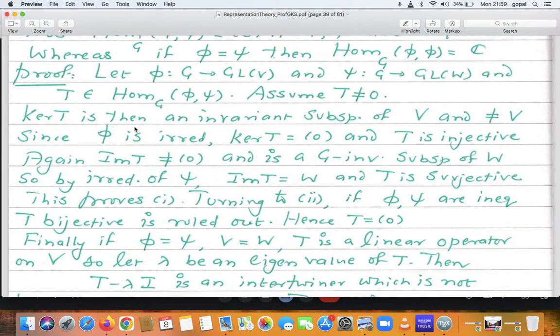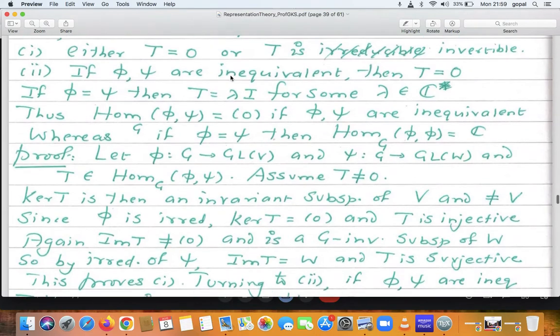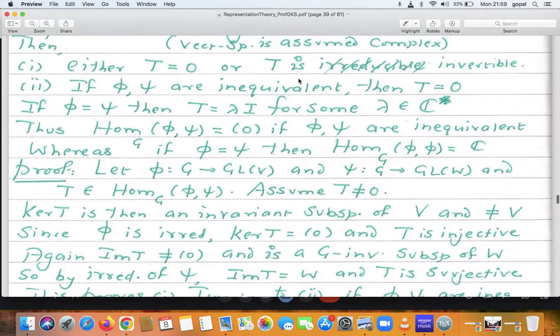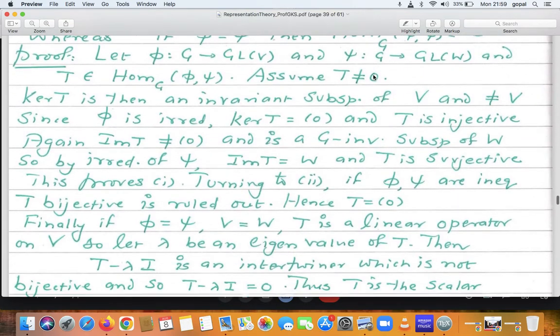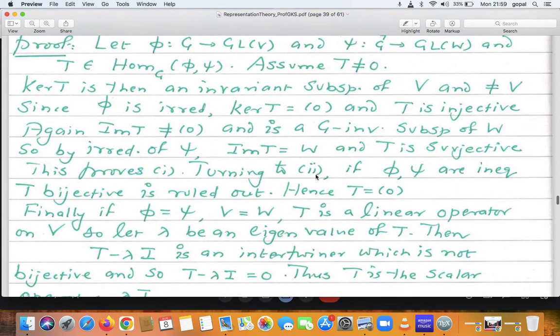So again, appealing to irreducibility of psi. Earlier we appealed to irreducibility of phi; now we're appealing to irreducibility of psi. The image of T must be the whole thing, and so T is also surjective. So T is both injective and surjective. If T is not 0, then it must be an isomorphism, so T must be invertible. Again, turning to part 2, if phi and psi are inequivalent, then T bijective is ruled out, because if T is bijective, then they would be equivalent. Hence, from the first option, T must be 0.